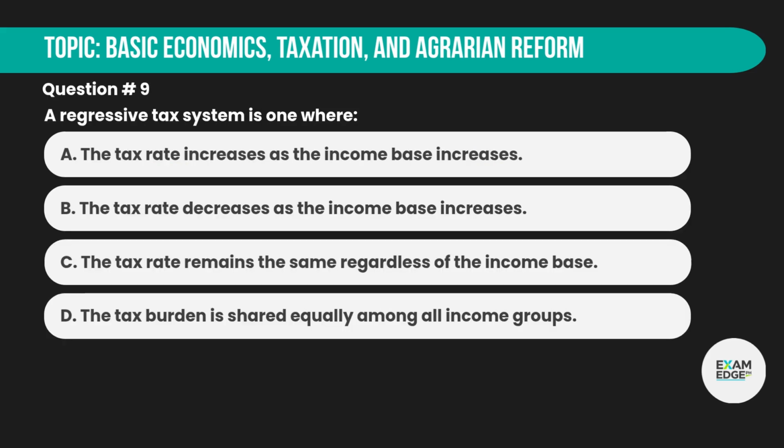Question number 9. A regressive tax system is one where A. The tax rate increases as the income base increases. B. The tax rate decreases as the income base increases. C. The tax rate remains the same regardless of the income base. D. The tax burden is shared equally among all income groups.